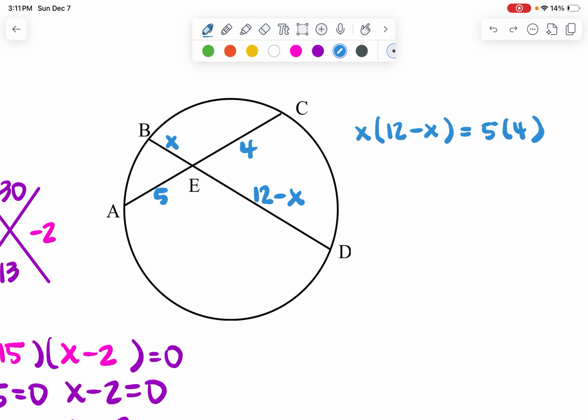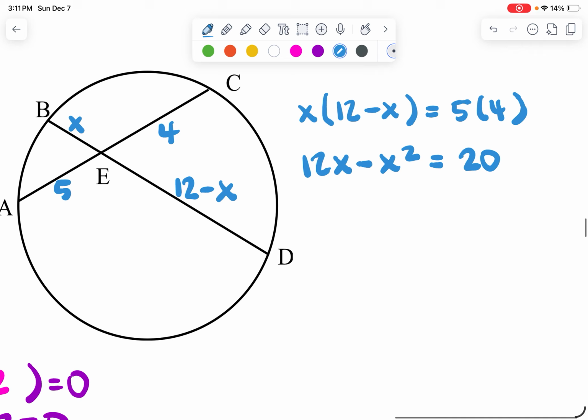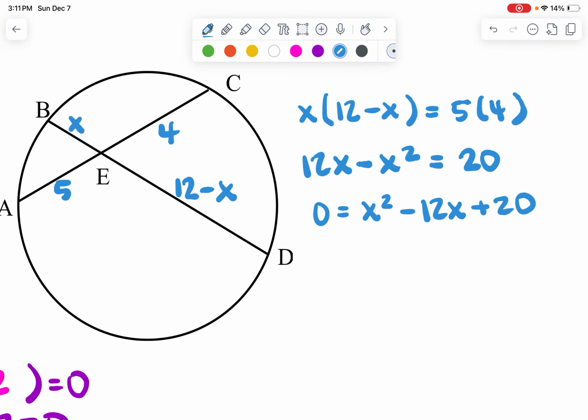Again, these are all formulas that you're going to want to put on your 3x5 note card. All right, so we're going to distribute. So we're going to get 12x minus x squared equals 20. Now, I don't know about you, but I never want to try to factor with a negative x squared. So I'm actually going to move these guys all over here to join the 20. Right, so I'm going to put my 0 on the left in this case. I'm going to add the x squared over, subtract the 12x, and then keep my positive 20 over there.